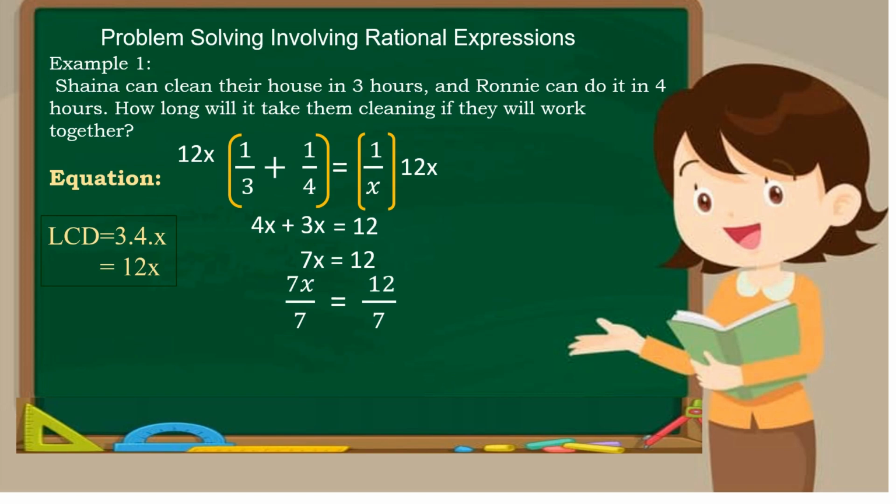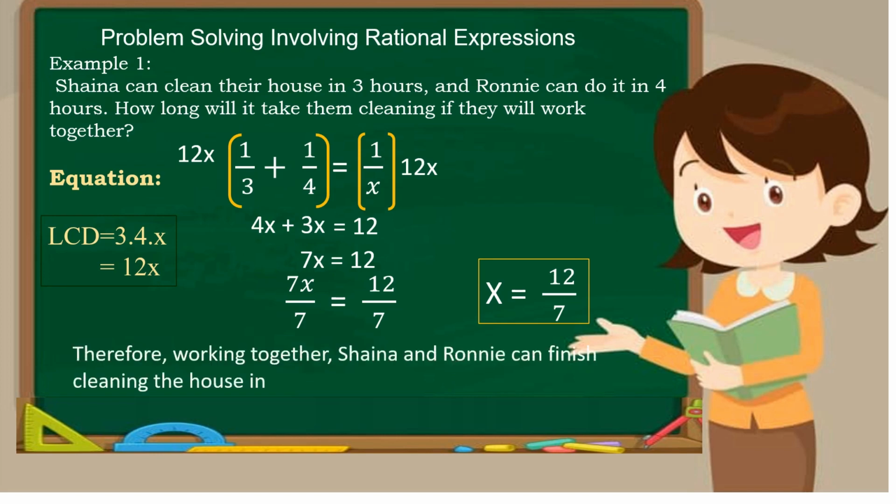And this 7x over 7 will become x now. X na siya. Diba? 7 over 7 is 1. 1 times x is x. 12 over 7 is 12 over 7. Ibig sabihin, okay, the value of x in our problem is equal to 12 over 7. Which means, therefore, working together, Shaina and Ronnie can finish cleaning the house in 12 over 7 or 1 and 5 over 7 hours. Diba?